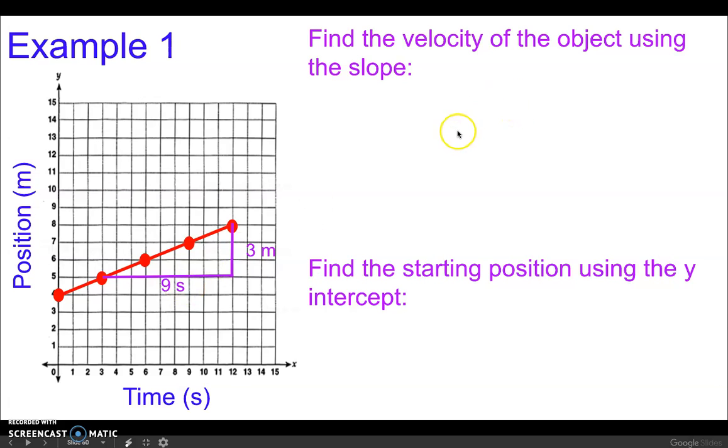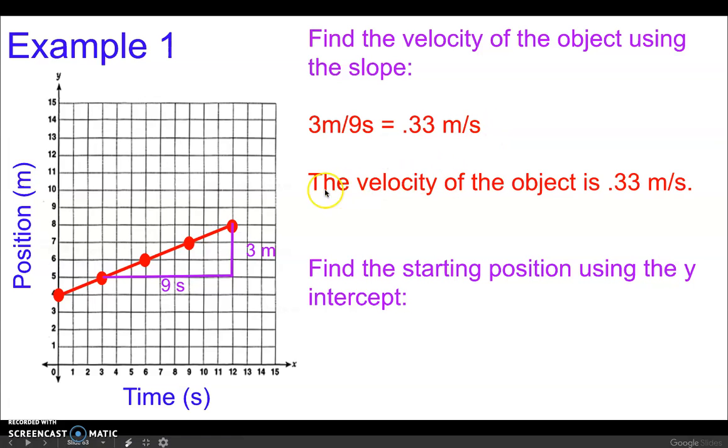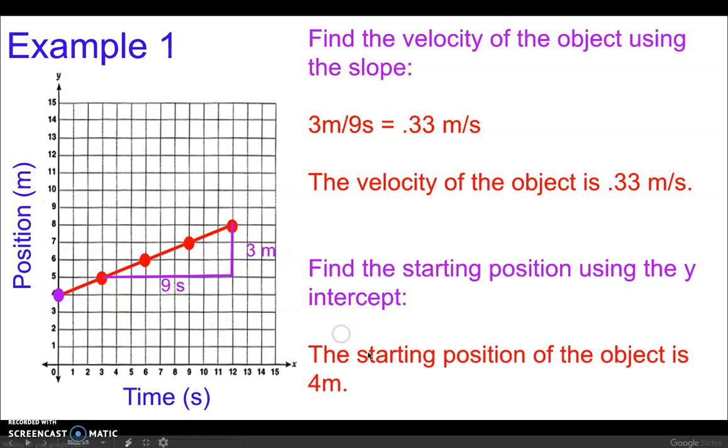So next we'll find the velocity by dividing. So we're going to take 3 meters and divide it by 9 seconds. And that's going to equal 0.33 meters per second. So the velocity of the object is 0.33 meters per second. Find the starting position using the y-intercept. This is the y-intercept right here. And so we can see the starting position of the object is 4 meters.